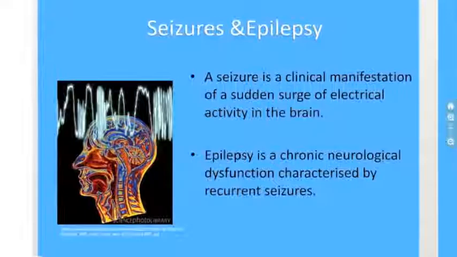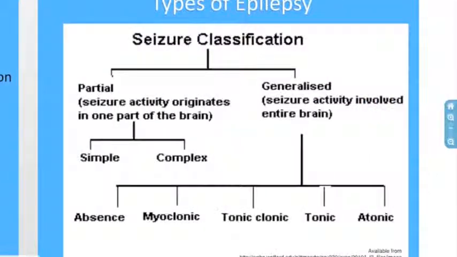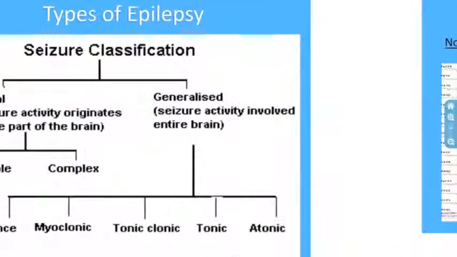Now we'll talk about seizures and epilepsy. So what is a seizure? A seizure is a clinical manifestation of a sudden surge of electrical activity in the brain, arising from abnormal and excessive excitation and synchronization of a population of cortical neurons. Epilepsy, in contrast, is a chronic neurological dysfunction characterized by recurrent seizures. Seizure types are organized depending upon the location of the seizure within the brain. In partial seizures, the activity originates in one part of the brain, whereas in generalized seizures, the activity involves entire brain regions.